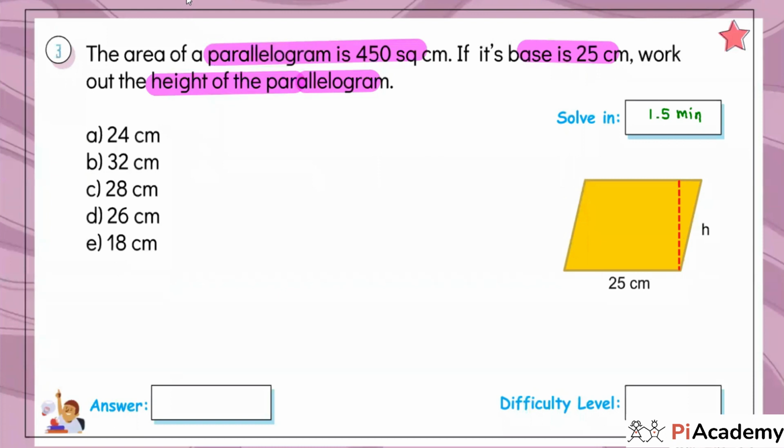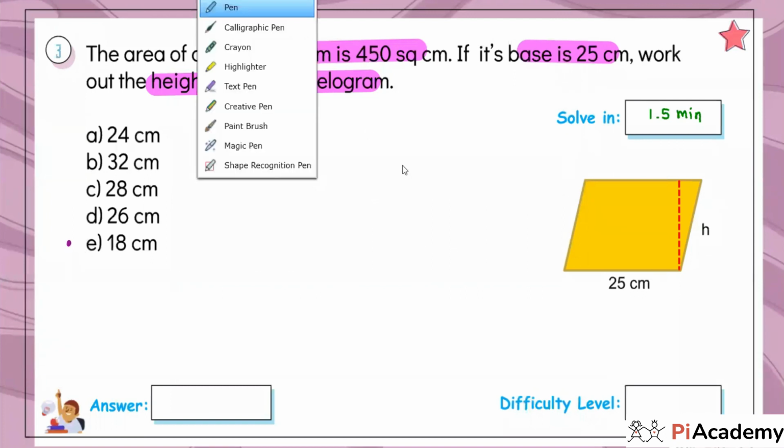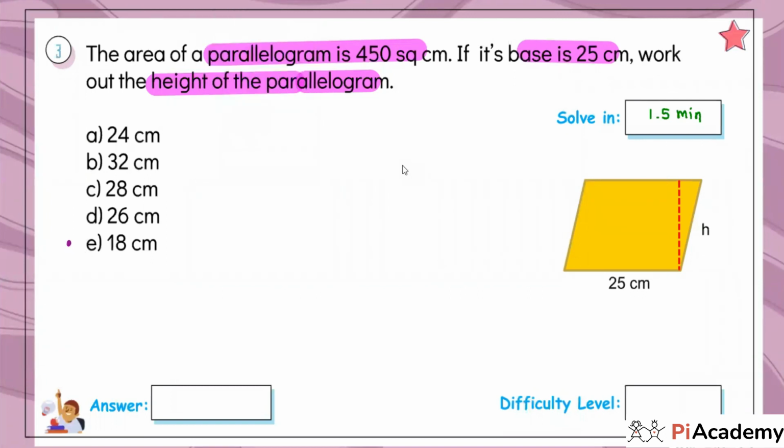Okay, time's up. So, Olivia, can you please tell me the answer to this question according to you? I got 18 centimeters. Okay, thank you for your answer. Let's check whether you are correct or not. So, as we know, this is a parallelogram, and in a parallelogram we have the formula base times height. So we can start the calculation. Area equals base times height.